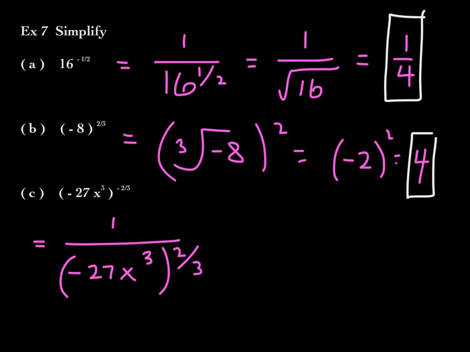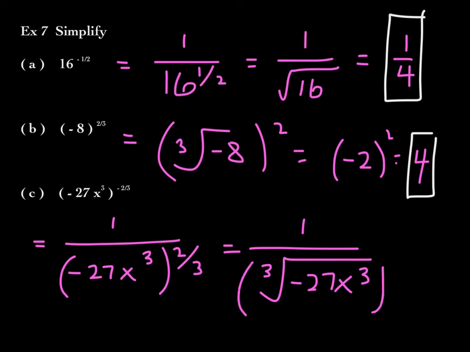Okay, did you see that? So now I'll continue simplifying. So it's 1 over, and then this right here means the cube root of everything in the parentheses. So I'll rewrite this as the cube root of negative 27x cubed. And then don't forget that we have to square this, right? We have to square it.